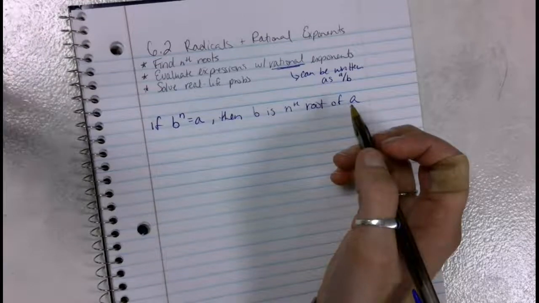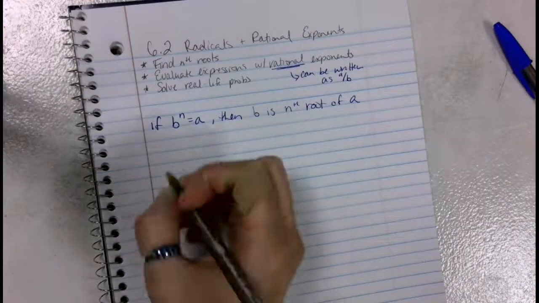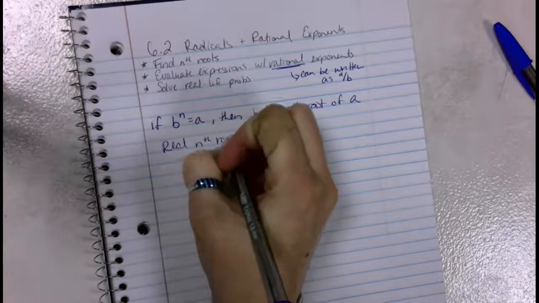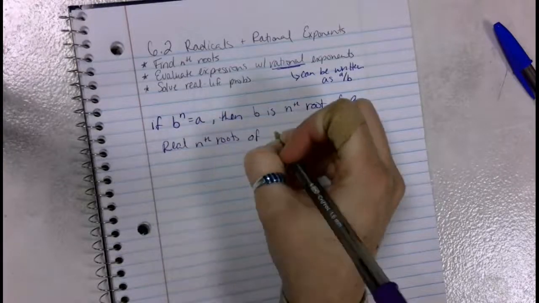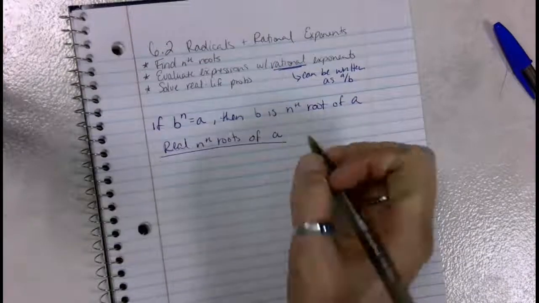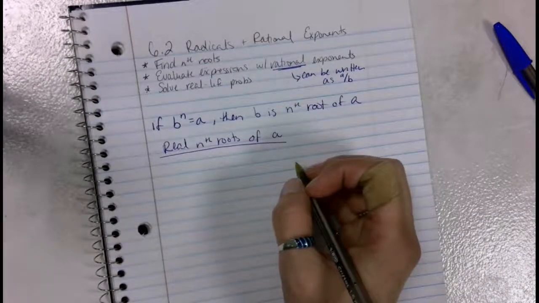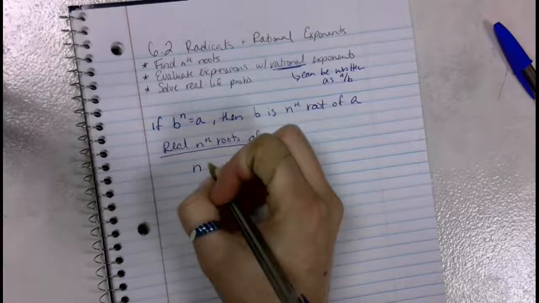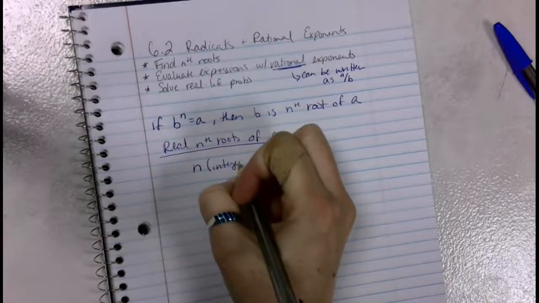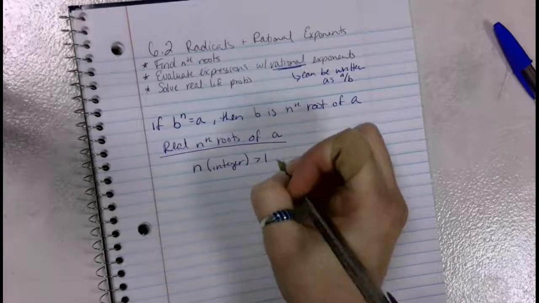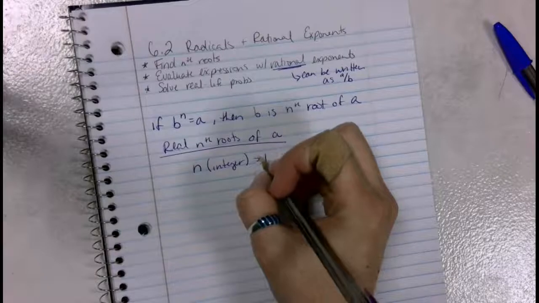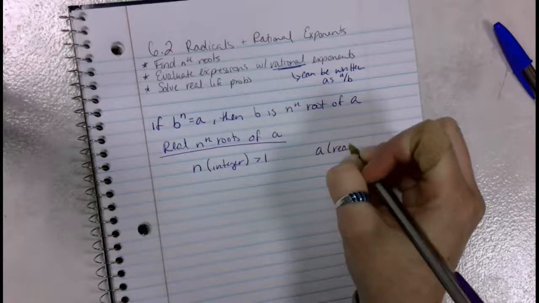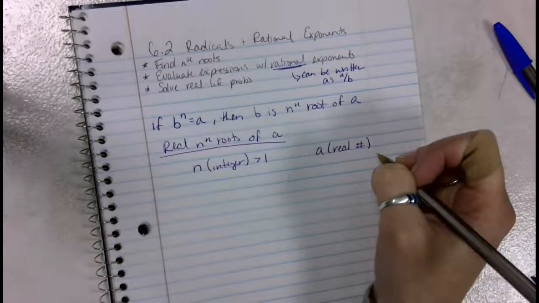So let's look at what some real nth roots look like. We're only going to be talking about real roots here, the real nth roots of a. There are some rules that we want to follow just to keep things simple. I know that n is going to be an integer greater than 1. That's the important part, so n is always going to be greater than 1 here. And a is also going to be a real number. We're not going to deal with any imaginary numbers right now.